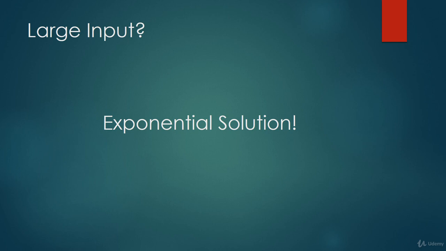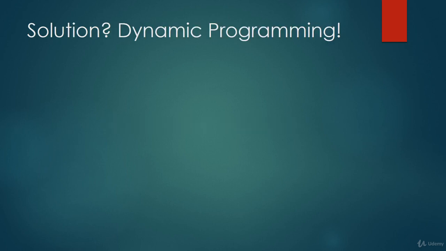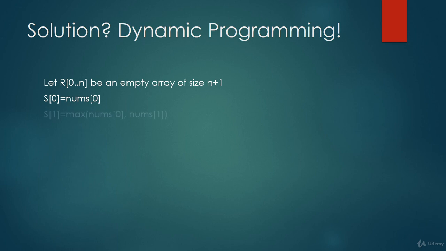So what do we do? In this case, we have a recurrence relation, right? So the first idea that should pop up in your mind is, okay, can I write this as a dynamic program? So the solution to our problem is dynamic programming. Again, we're going to write R[0..n] to be an empty array of size n plus 1. And then I'm going to set S0 as nums[0] and S1. Sorry, this should be R here. So R[0] is nums[0] and R[1] is the maximum of these two.